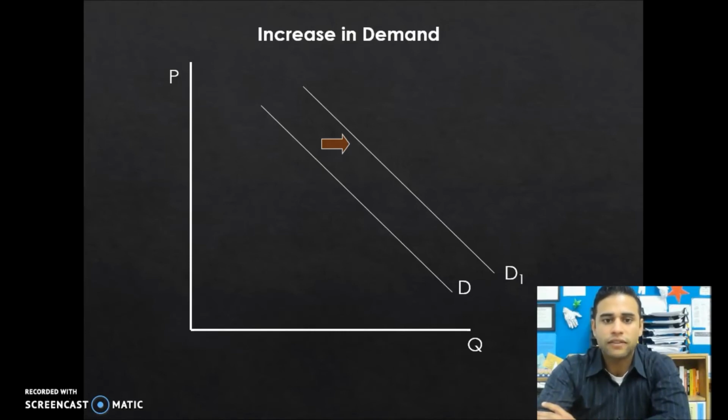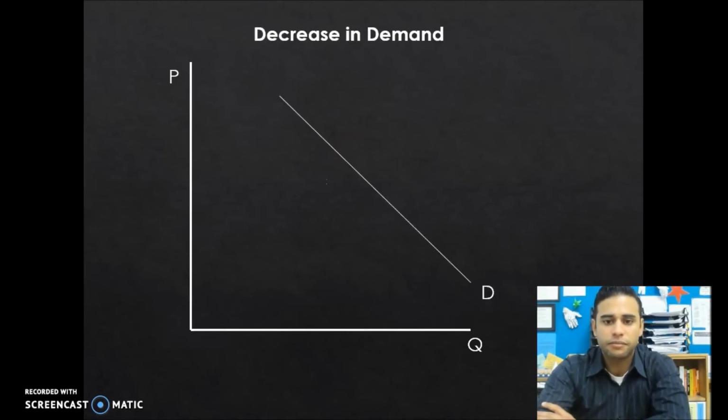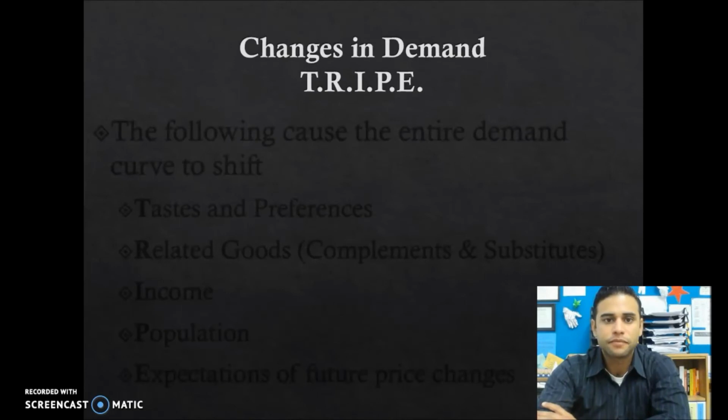Okay, that's good graphing. The decrease in demand looks this way. That's how you want to draw it. That arrow. And make sure you label it.